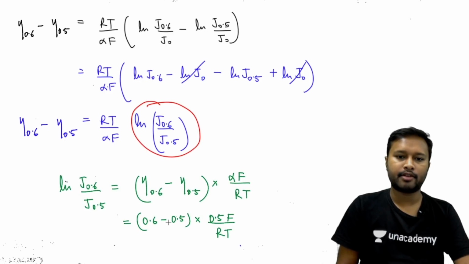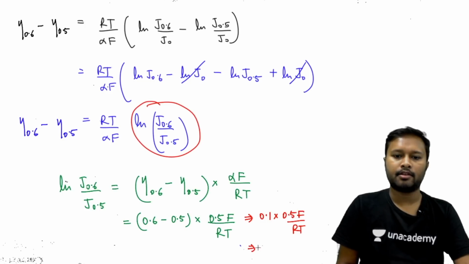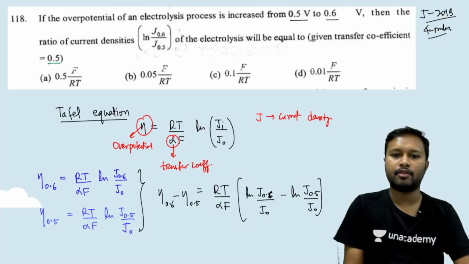So here you are going to get 0.01, right? So you are going to get 0.1 multiplied by 0.5 F upon RT. So overall, if you calculate this, this value is going to be 0.05 F upon RT. Okay, that's what is going to be the value.